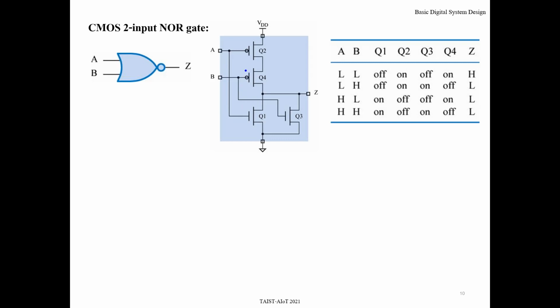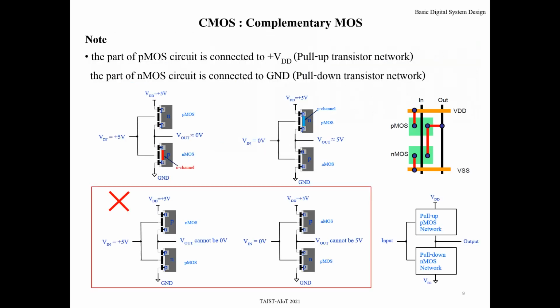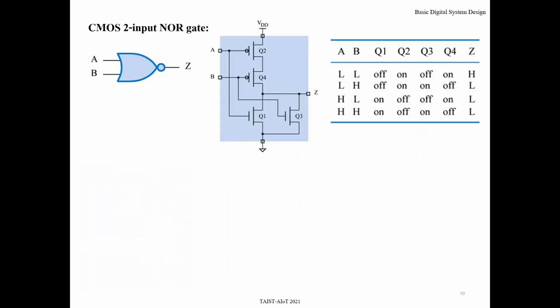Now let's consider if I use active low or PMOS. Okay, PMOS connects at the upper part, controlled by inputs A and B together in series. And the lower part, okay, is controlled by A here and B here. These two transistors Q1 and Q3 connect in parallel. So what happened?